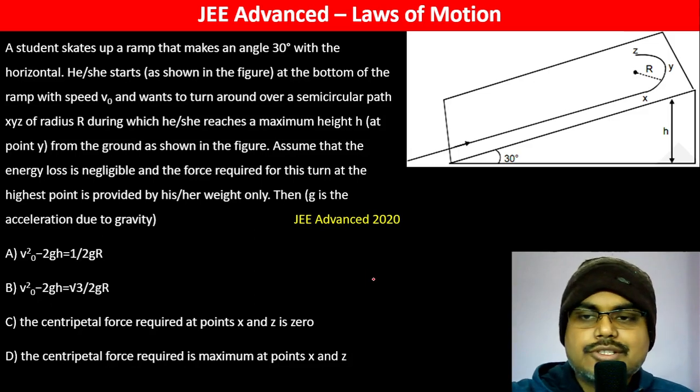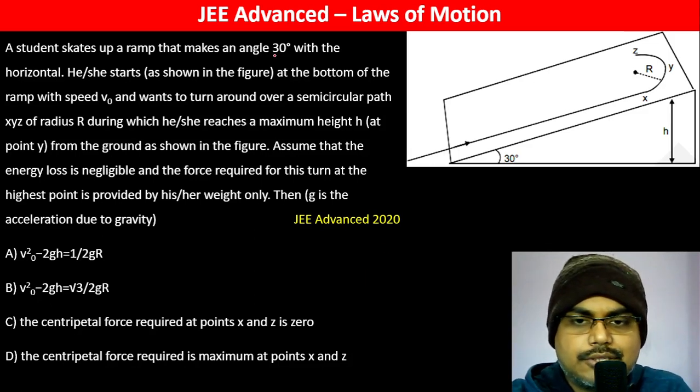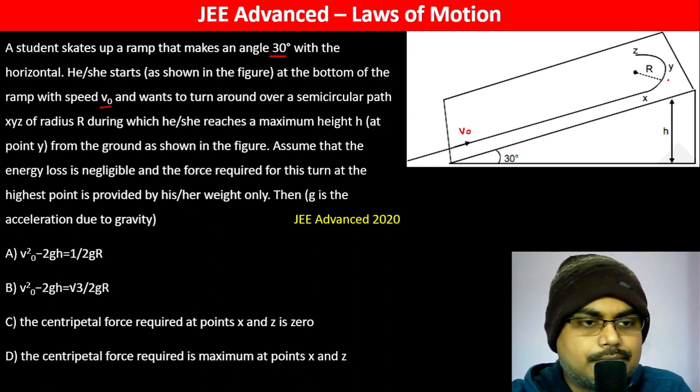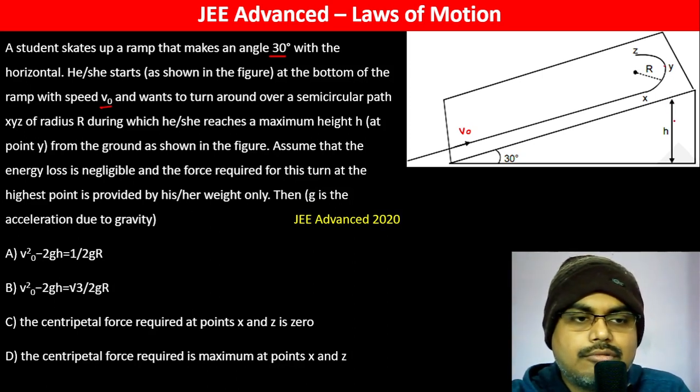A student skates up a ramp that makes an angle of 30 degrees with the horizontal. He or she starts, as shown in the figure, at the bottom of the ramp with a speed v0. Starting from here with speed v0, the student wants to turn around over a semicircular path xyz of radius r, during which he or she reaches a maximum height h at the point y. Okay, so here the height is h.